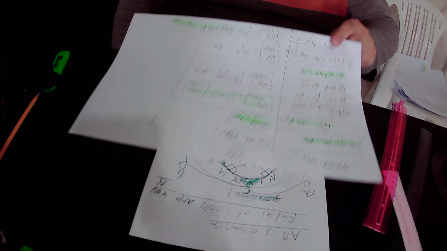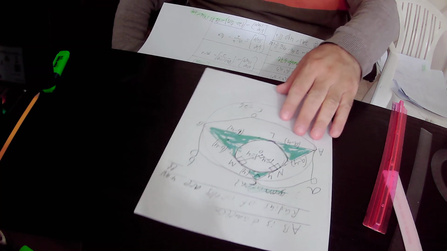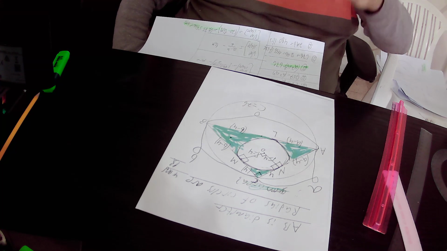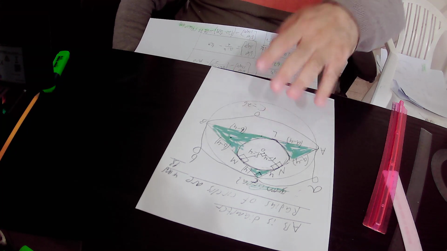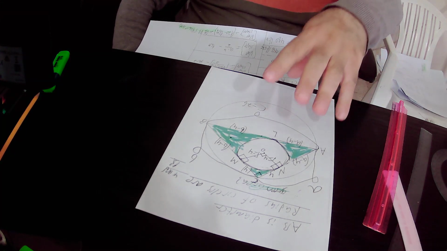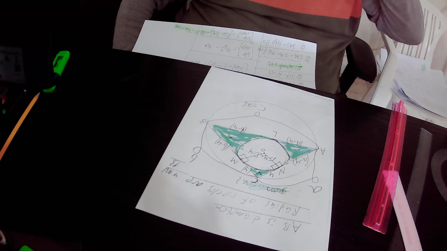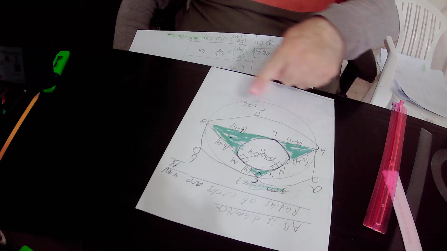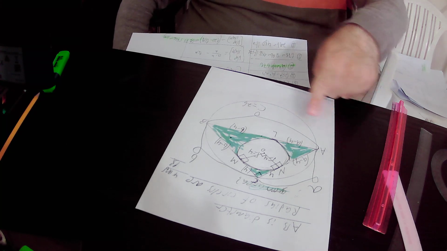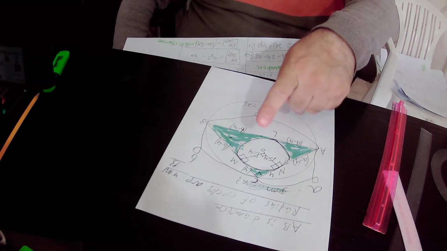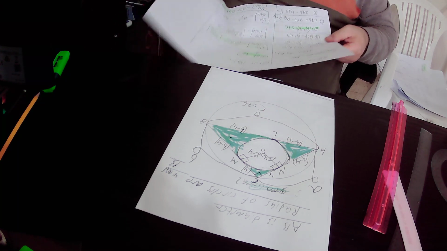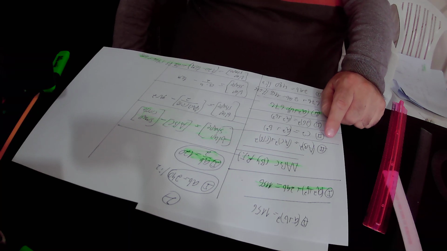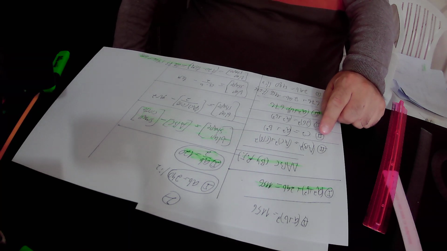Then we focus on triangle ABC. Triangle ABC is a right triangle because angle ACB equals 90 degrees. So we can implement the Pythagoras theorem in triangle ABC. According to the Pythagoras theorem, the square of the hypotenuse equals the sum of the squares of the perpendiculars. The hypotenuse is AB, therefore AB squared must be equal to AC squared plus CB squared.